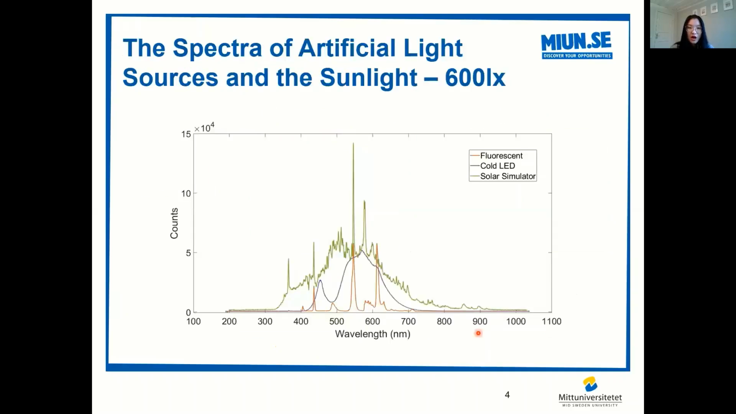This picture shows the spectra of artificial light sources and the sunlight at the same intensity. We can see that they are distributed differently on the wavelength range. Actually, the real-world scenario is much more complex than this one because of the coexistence of sunlight and artificial lights.